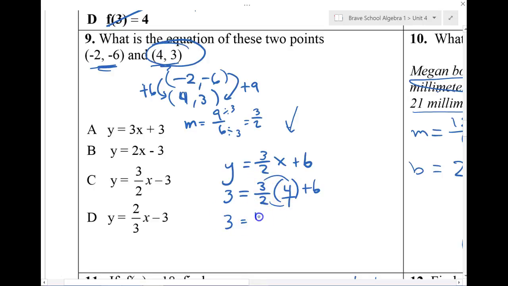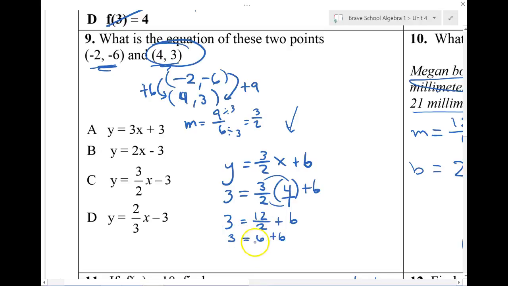Now 3 times 4 is 12. 2 times 1 is 2. And then bring the b down. I already brought the 3 down. Now we divide this, simplify it, 12 over 2, bring this down to 3. 12 over 2 is 6.